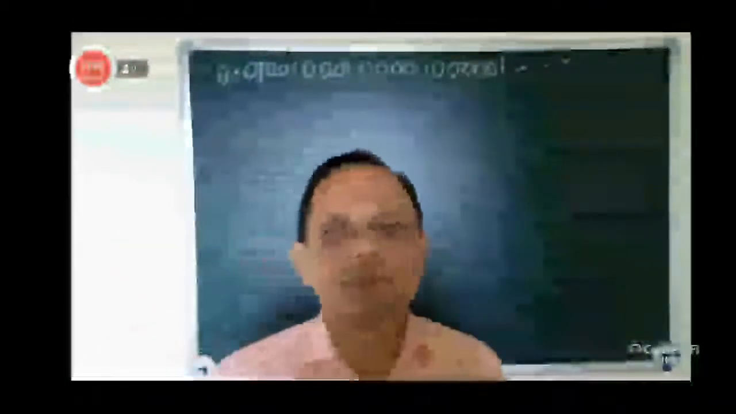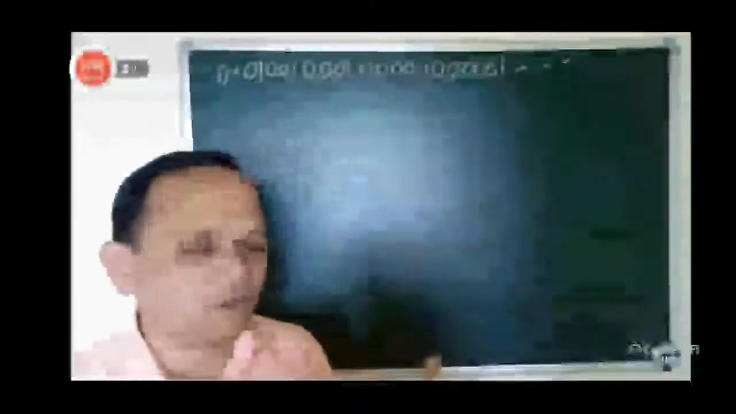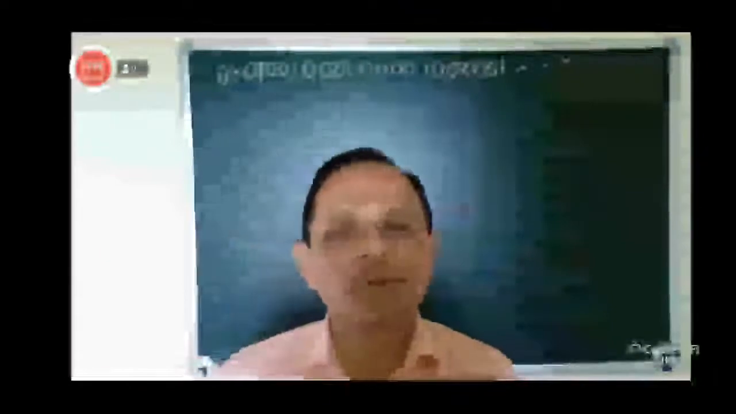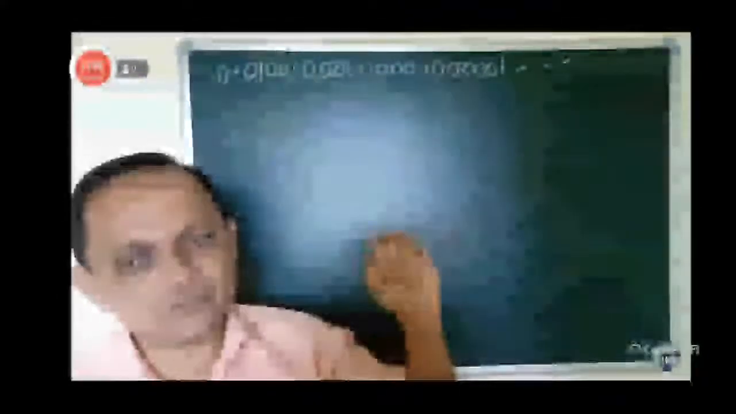Likewise, like natural numbers, whole numbers, integers and rational numbers, irrational numbers are also unlimited or uncountable. That is called an irrational number. Irrational numbers.